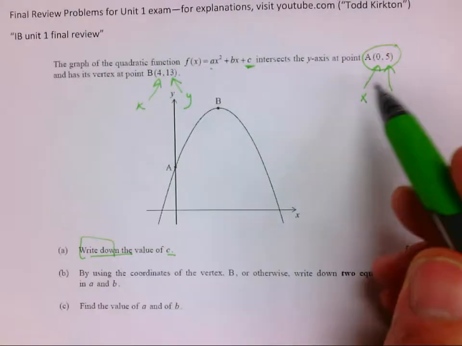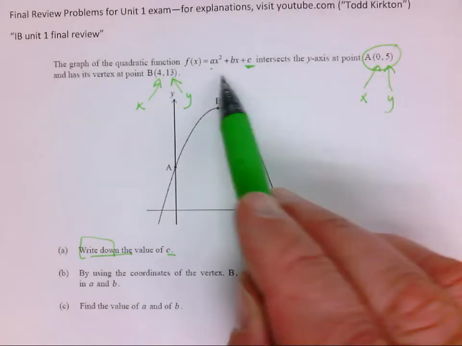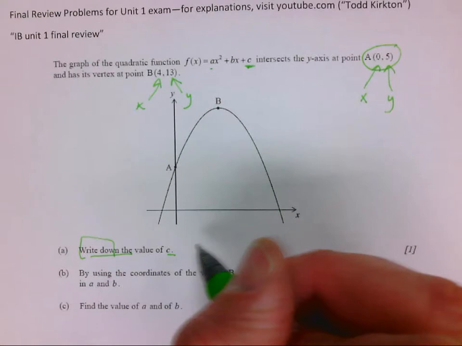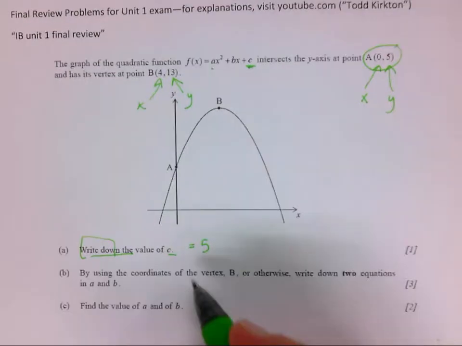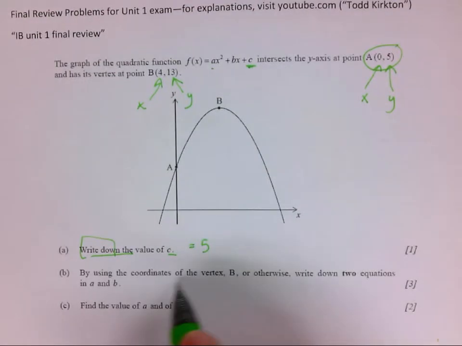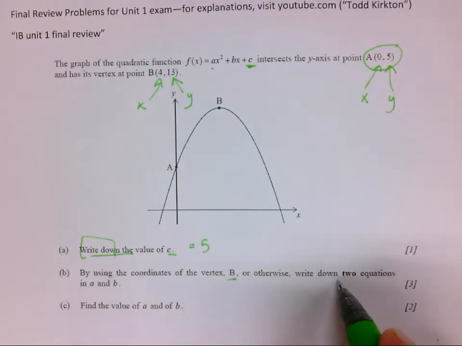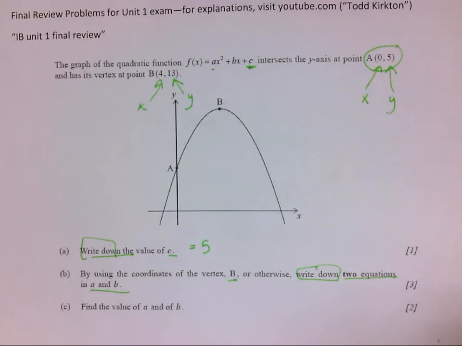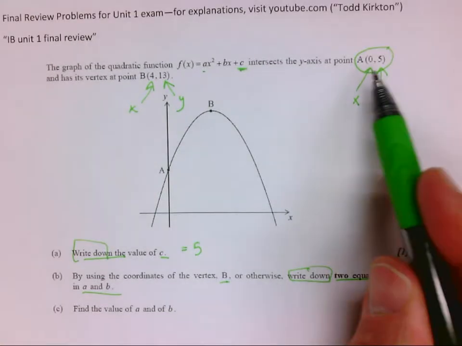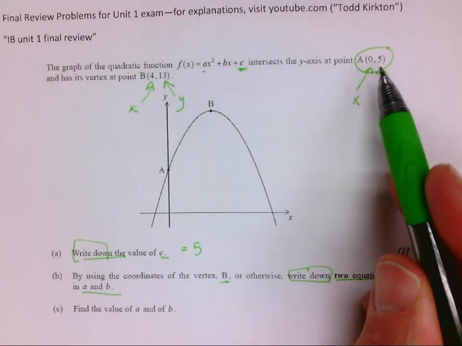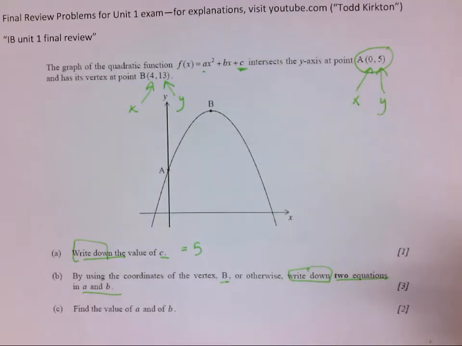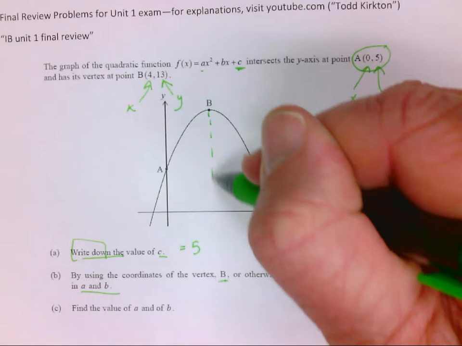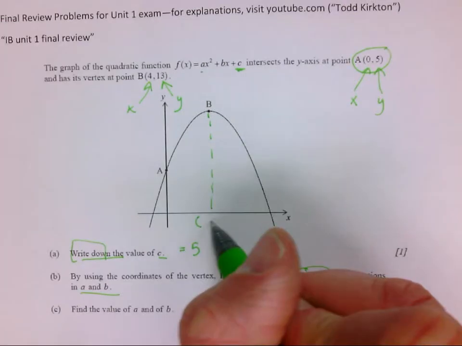C is 5. By using the coordinates of the vertex B or otherwise, write down two equations in a and b. Okay, so going back to what we know about the value here, the vertex is at (4, 13). So this B is the vertex. So x equals 4, and this y value is 13. So write down two equations in a and b.